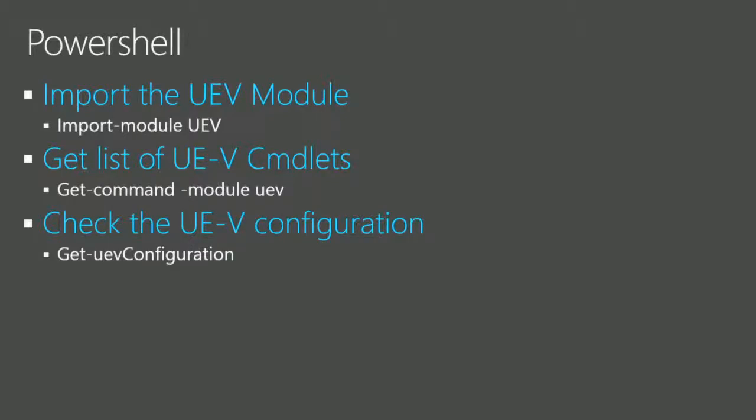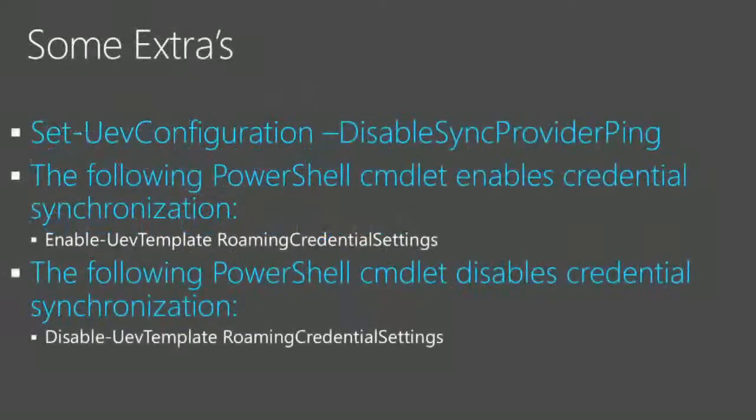So using PowerShell, you can import the module or get a list of cmdlets. I have links, and later we can have a look and see all the PowerShell options that you can configure. You could get a list of all the cmdlets and check the status of the agent. Some extras, some more PowerShell cmdlets. With version 2.1, you could roam user credentials and security settings.